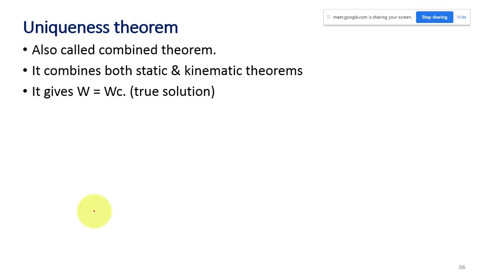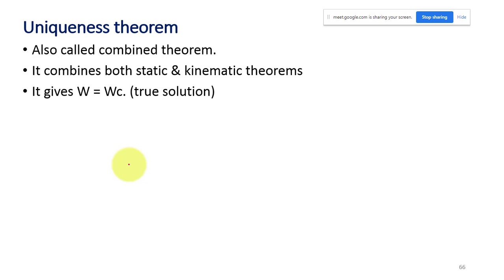And the uniqueness theorem we won't discuss separately. It is nothing but the combined theorem. We will combine both the static and kinematic theorems. It is not something different. We will solve by the upper bound and lower bound theorems, combine the results, and take the lowest value as the collapse load. And that we are doing in the solution stage anyway.